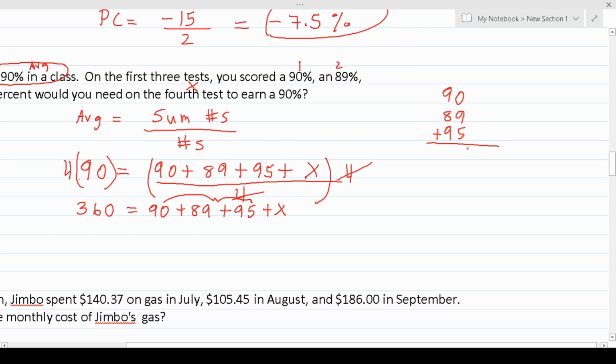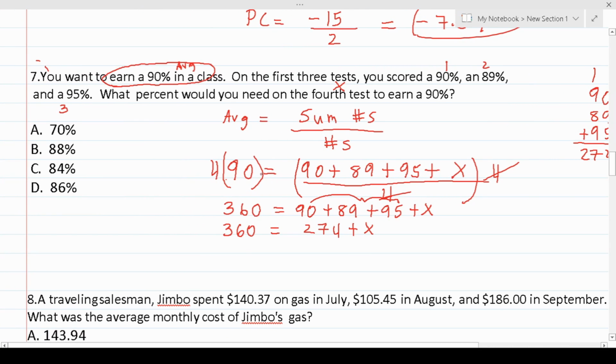This is 9 plus 5, which is 14, carry 1. 9 plus 9 is 18, plus 9 is 27. Again, we have 8 plus 1, 9. 9 times 3, 27. Okay? So this is 360 equals 274 plus X.